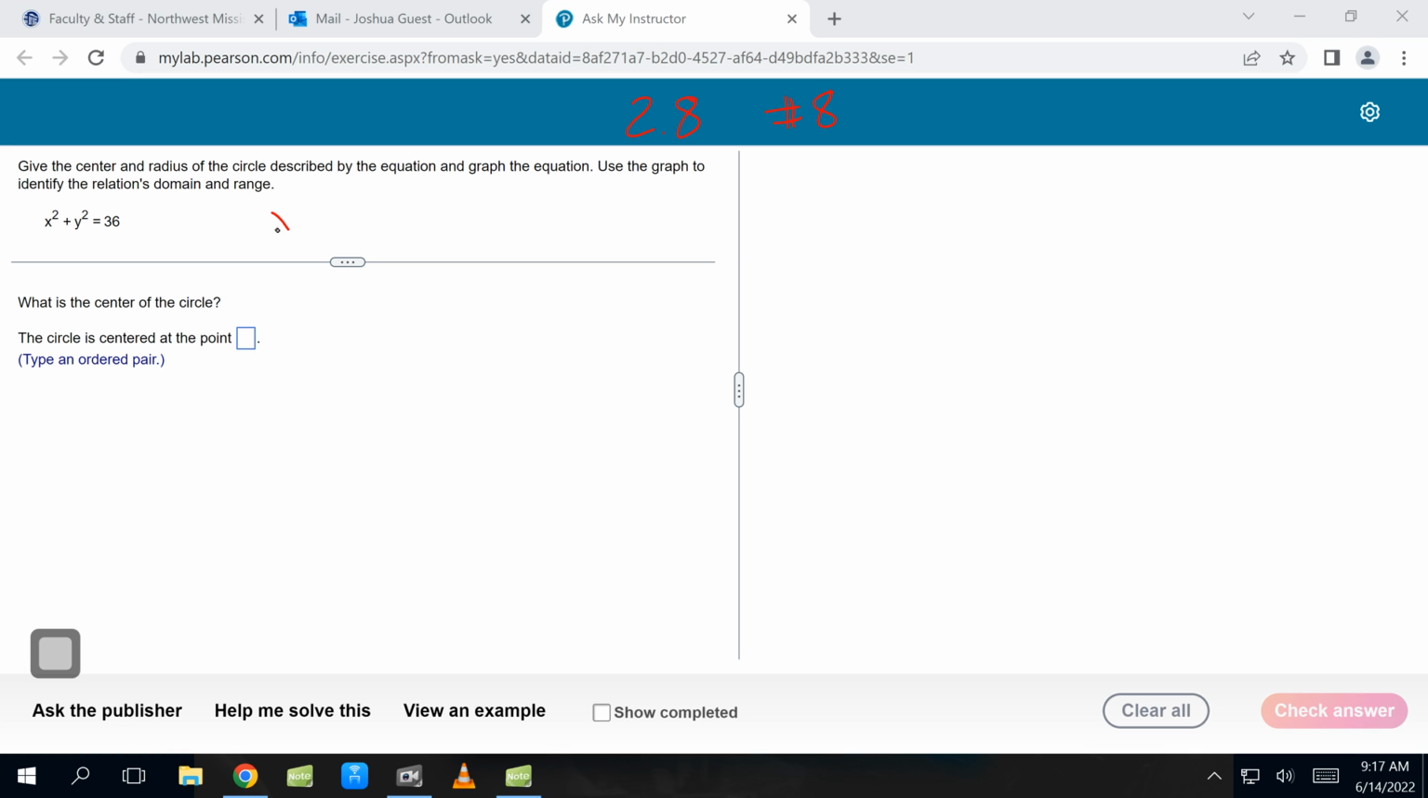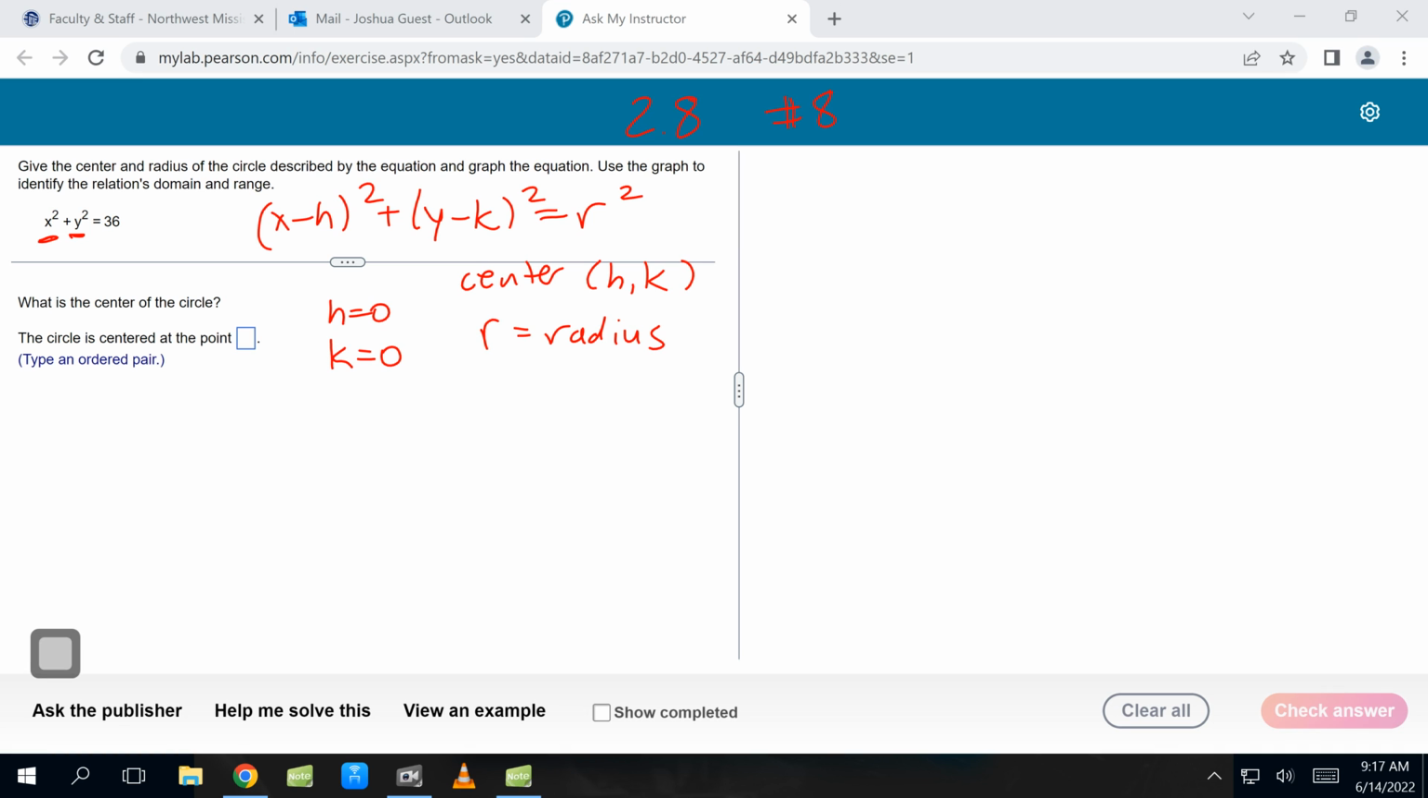So remember, (x minus h) squared plus (y minus k) squared equals r squared, right? The center is (h, k), and r is the radius. So what's being subtracted from x and y here? Well, h is 0 and so is k. Nothing's being subtracted, so the center of the circle is going to be (0, 0).